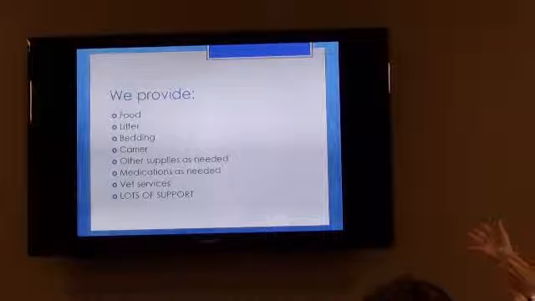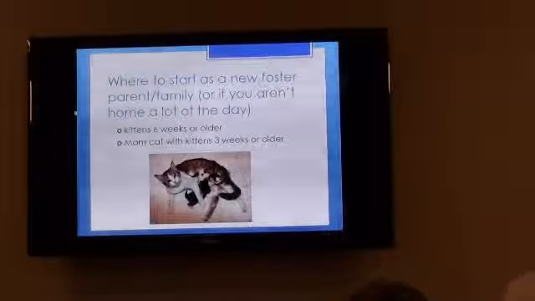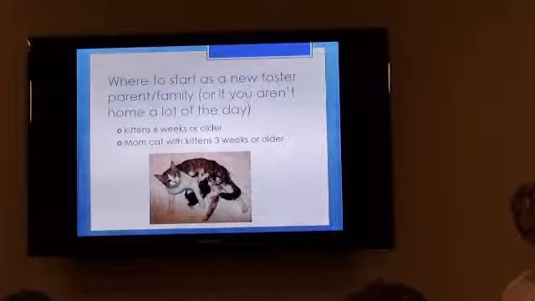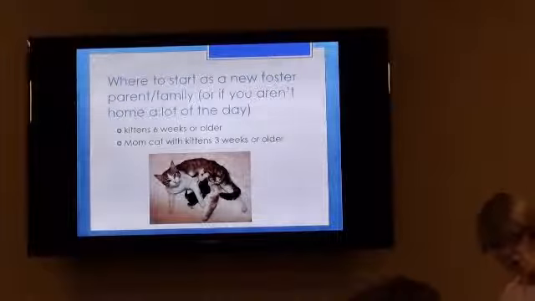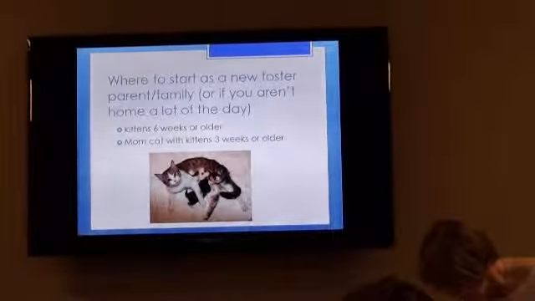So we provide these things. What you need to provide is time, lots of time, patience, a safe space or area for them, and ability to transport them to a vet or to shelter for vaccinations or tests or whatever.